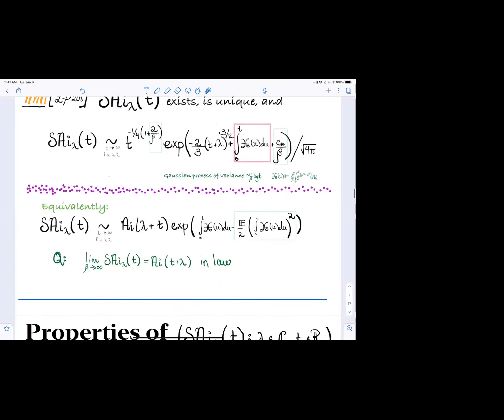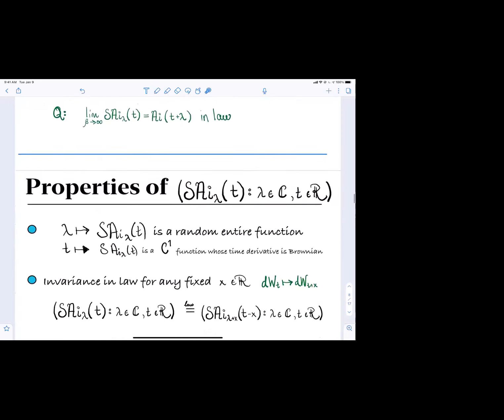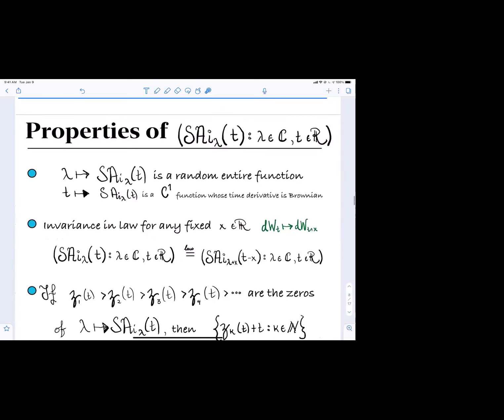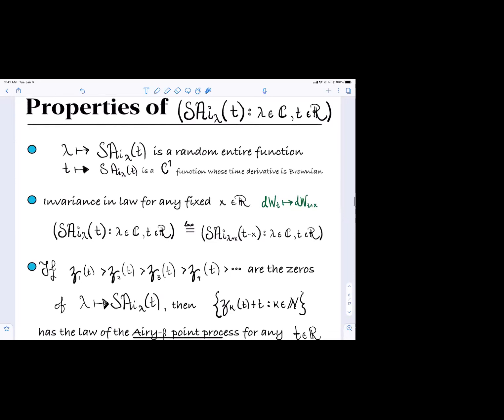So I'll just do a few properties of this object. Some of these we hit. This is a random entire function in lambda for each t. It's also C1 in t, and its time derivative is Brownian. We hit both of those.